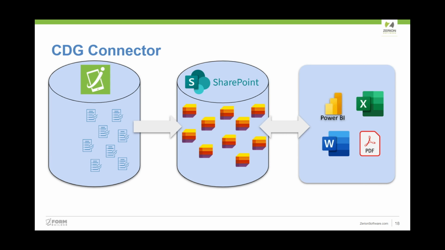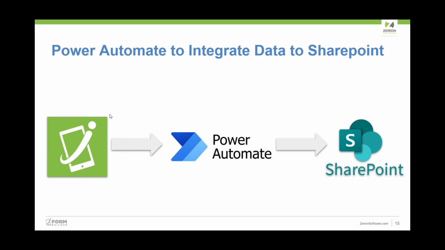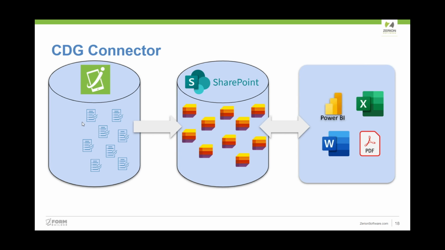So what I wanted to do next is talk a little bit about some stuff we've been working on, and we're calling this our CDG connector. And really, what this tool does is it's pretty awesome. It basically takes every single form you have inside of your iFormBuilder account and will automatically create them as a SharePoint list inside of SharePoint. So then you can report on that data. So if we look back to what we did with the Power Automate stuff, right? You have to build a new flow for every single form, which obviously works.